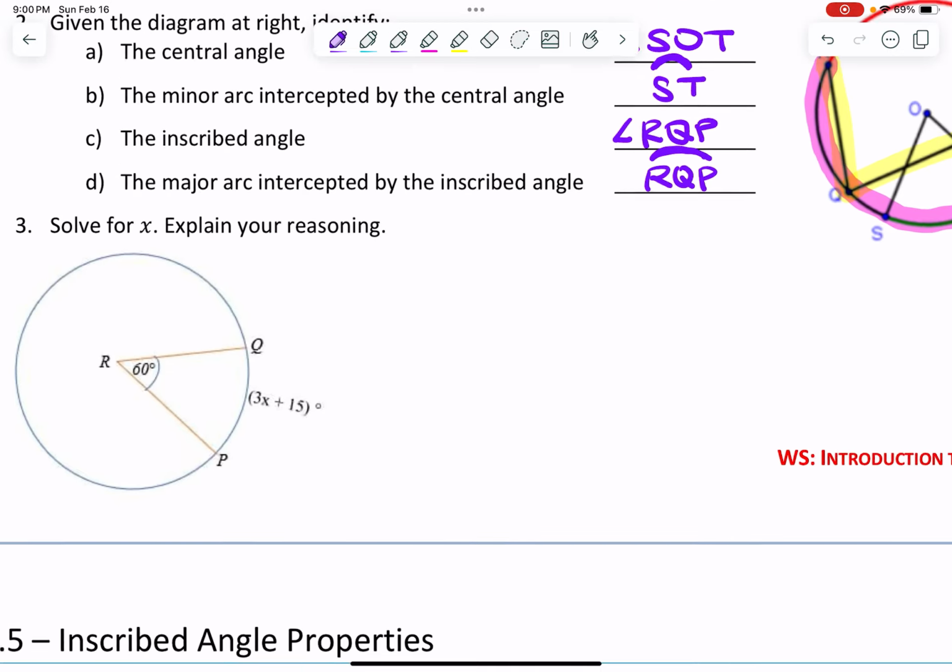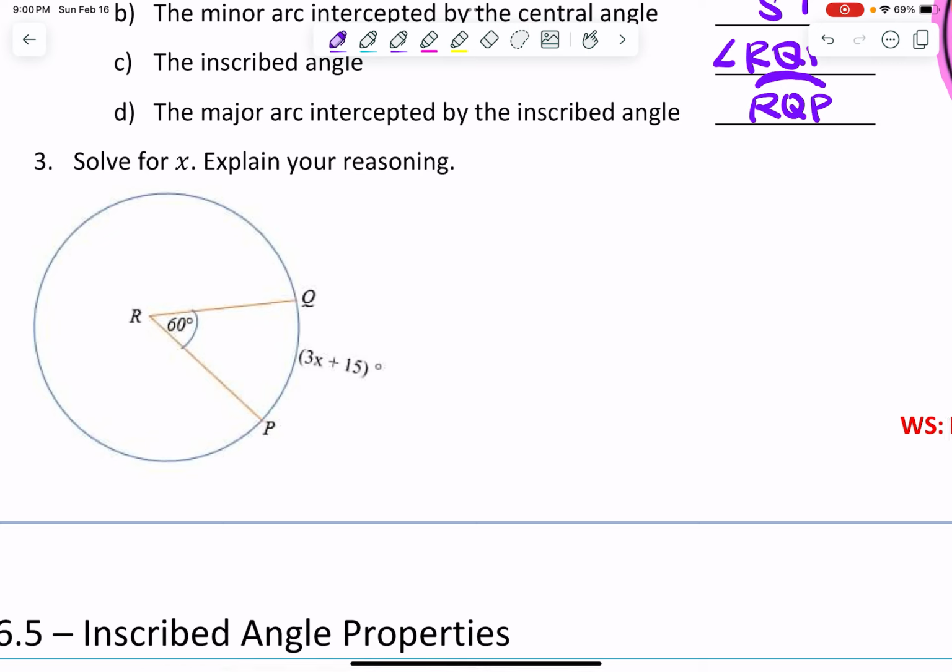All right, last example. Now, before I talk about the last example or I'm solving for x, I just want to talk about what I have here. Now, I can see I have a central angle. I can see that's a central angle because it's formed by two radii. And those radii will always form a central angle because they'll always meet anyways. I can also see I have a minor arc here.